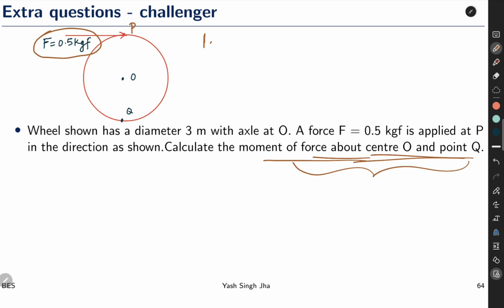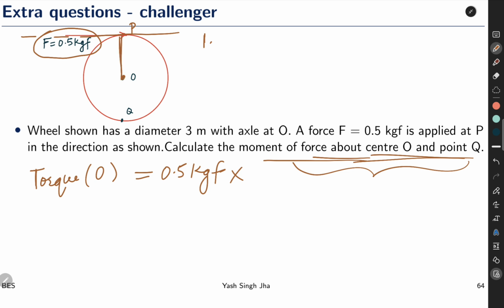Calculate moment of force about center O. Okay, I want to find out torque about O, which is force times distance. What is the force? 0.5 kgf times the distance. What distance? Distance from the line of action of force to the point of rotation. So this distance, OP, times OP. So what is OP?